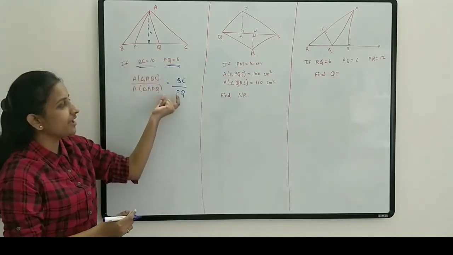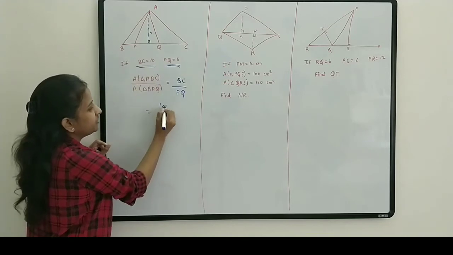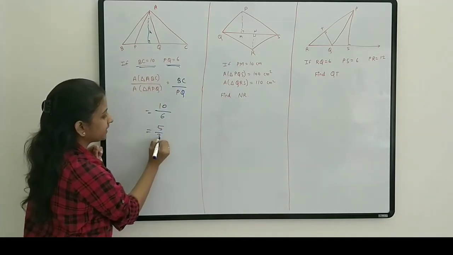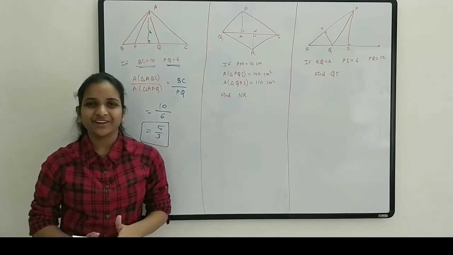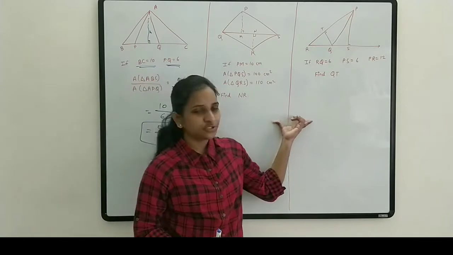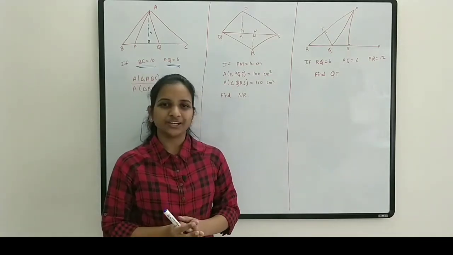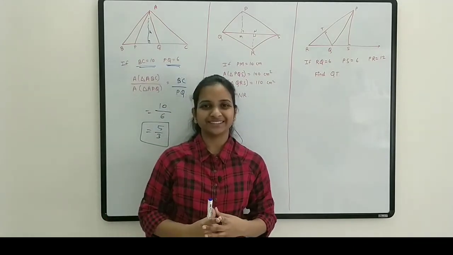Let's substitute these values here and find this ratio. BC is nothing but 10 units divided by PQ is 6 units. So this ratio is 5 by 3. The ratio of areas of the triangles is 5 by 3. Got it? Now let's solve these two examples. Before that, pause this video and take a screenshot. Try to solve these on your own. Then match your answers with mine.